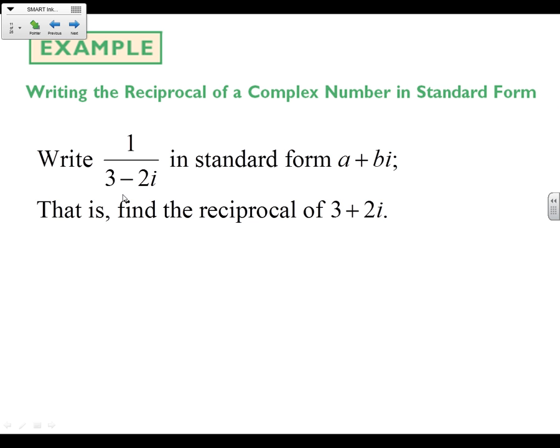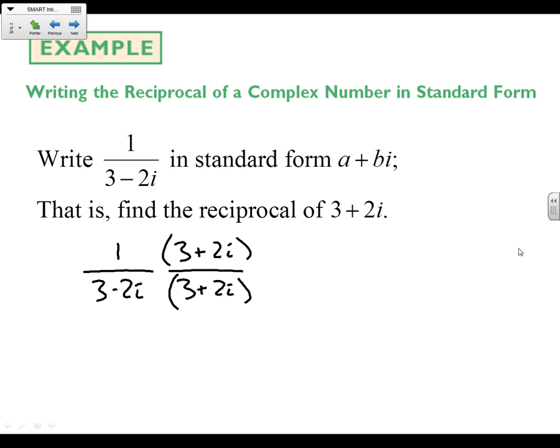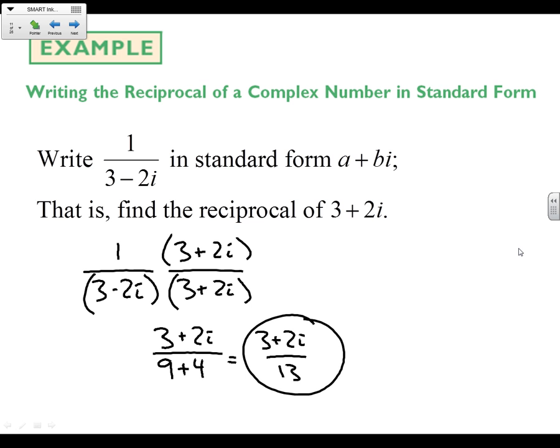All right, so let's see if we can get this into standard form. So we're going to need to multiply 1 over 3 minus 2i. Can't have imaginaries in the denominator, so just like we can't have radicals, multiply top and bottom by the conjugate. This should look familiar. This is the same way we rationalize denominators. You can do the same thing with your imaginary numbers. So the numerator is 3 plus 2i. The denominator is 9 plus 4. So 3 plus 2i over 13. And that would be your answer.